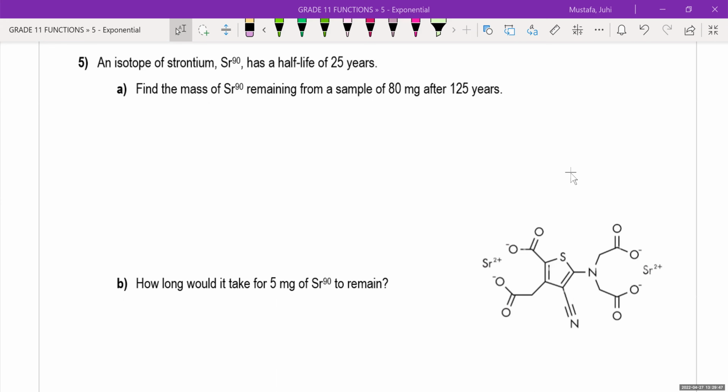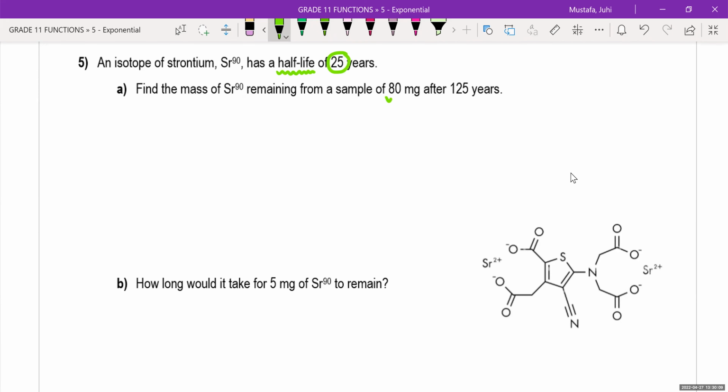Find the mass of strontium remaining from a sample of 80 milligrams after 125 years. Let's pretend like we don't understand chemistry at all. It's okay. I don't think we have to pretend like you don't know chemistry. I think you just don't. So we know that they're talking about half-life. We know that they're talking about 25 years.